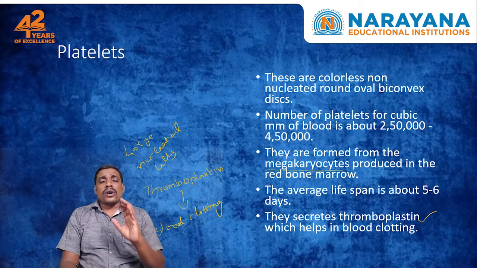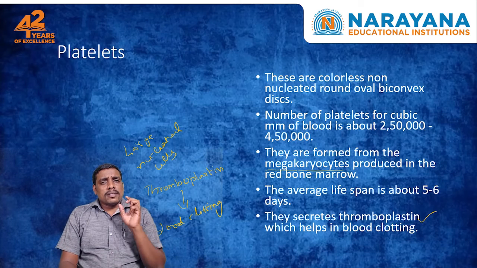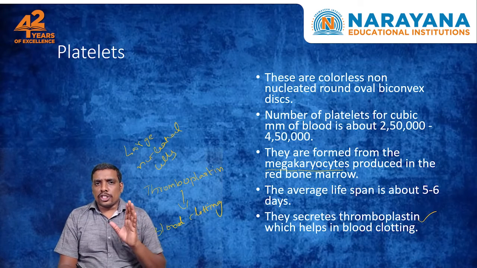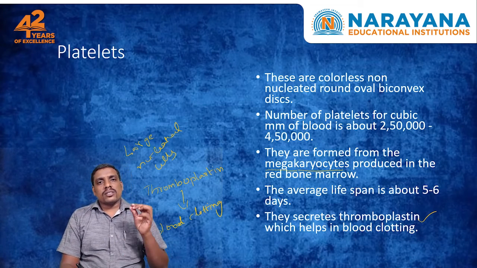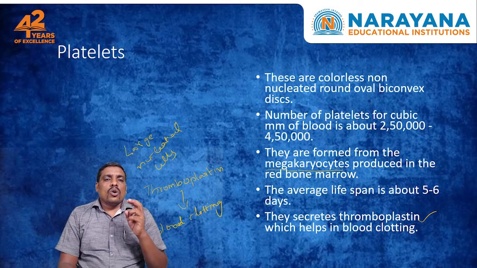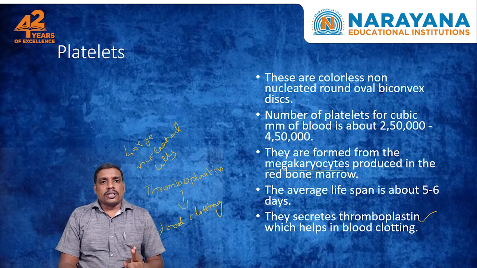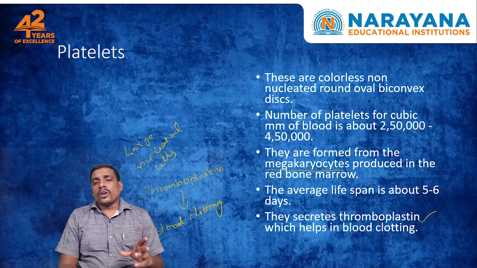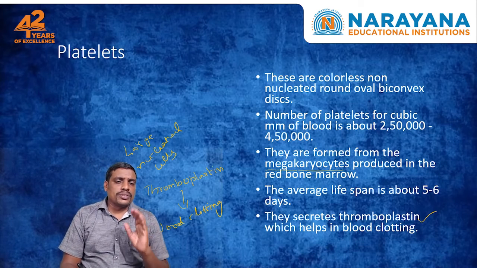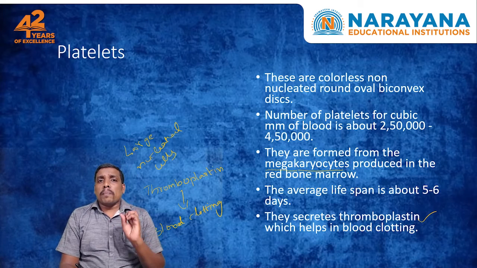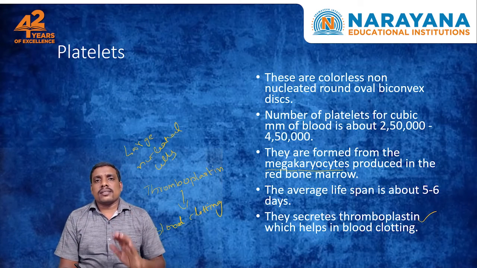Now let us learn the functions of blood. Red blood cells help in the process of transportation, transportation of gases, transportation of substances. White blood cells increase immunity. Adaptive immunity is increased by the white blood cells. Next, platelets help in the process of healing of wounds and injuries. So these three functions are majorly seen in the blood cells.